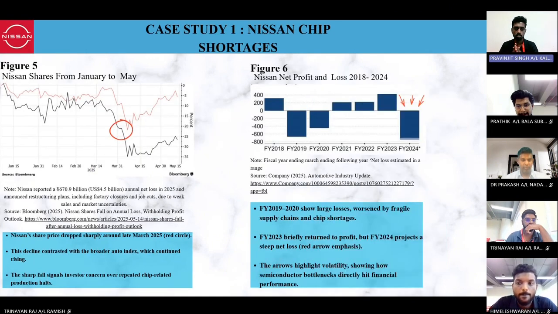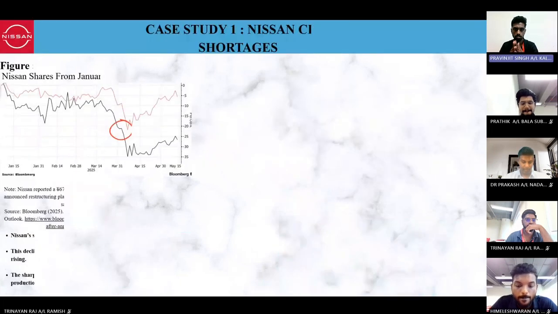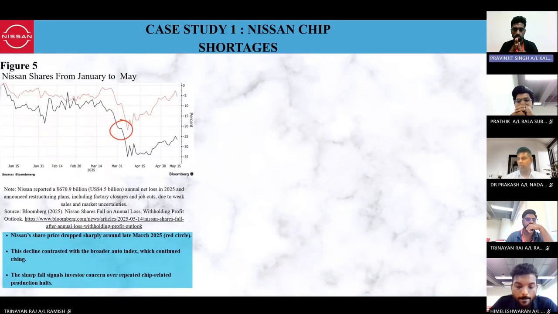Case study number 1, Nissan chip shortages. Now I'll talk about the share underperformance as the company struggles to compete. In figure 5, the graph shows the share performance compared with the broader automotive industry. We can see that Nissan's share price dropped sharply around late March 2025, the one I circled in red, because of chip shortages. These declines reflect production delays and continuing semiconductor-related supply chain problems.